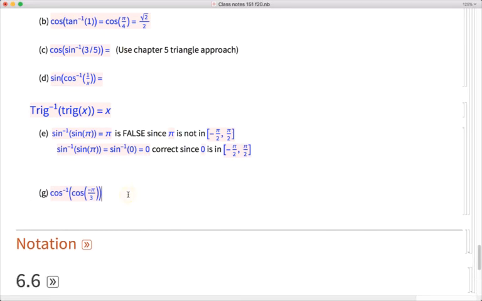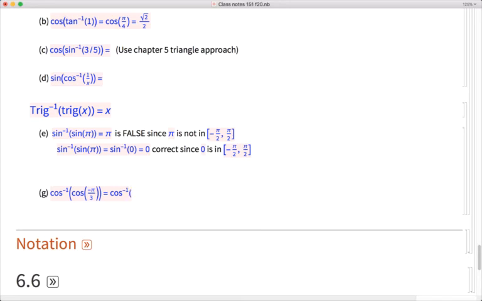Okay, we'll try one more here. The question might be, don't we get cancellation here? Isn't this just negative pi over 3? And the answer is no, because negative pi over 3 is not in the correct interval. Inverse cosine is always supposed to give us an answer between 0 and pi, so this one is false. Because of that, again, we need to evaluate one stage at a time.